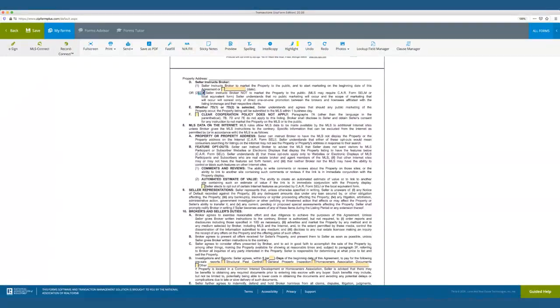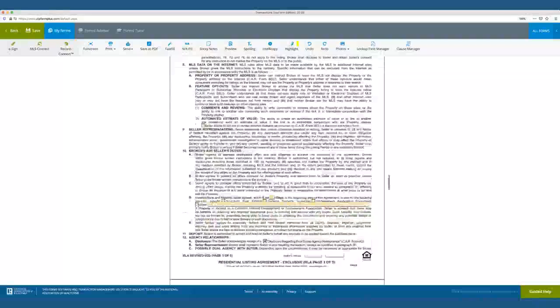Seller's representation, they're not in default, that they have the right to sell it. That's all there in seller's representations. Brokers and sellers' duties. We're going to do our due diligence to sell it, to market it, to find a ready, willing, and able buyer. We have to present all offers unless the seller instructs you in writing that I don't want to see any offers under asking. They put that in writing.